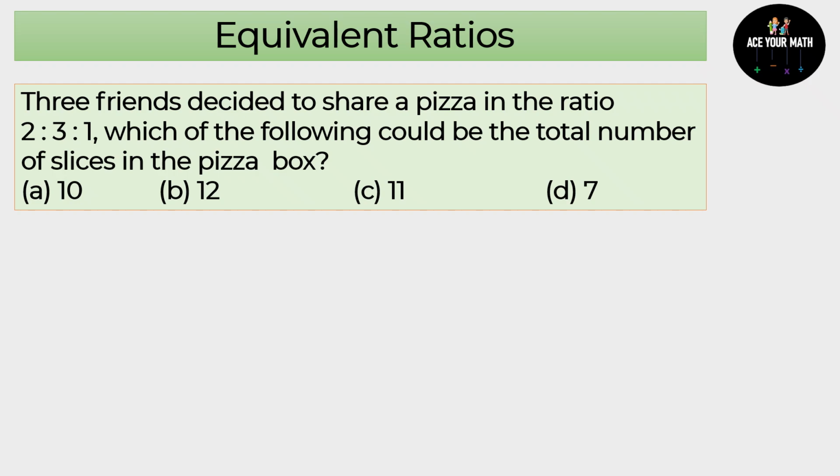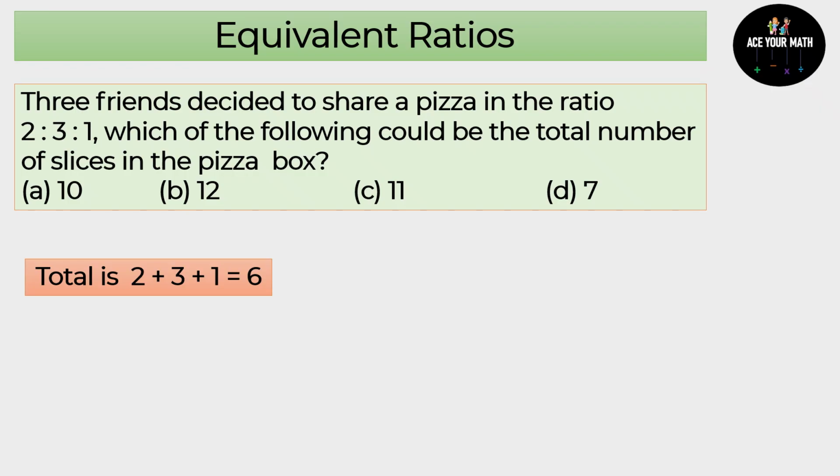Three friends decided to share a pizza in the ratio of 2 is to 3 is to 1. Now which of the following could be the total number of slices in the pizza box? So this time the ratio is given to you and you have to find the number of slices in the box. So what are the steps? First of all, find the sum of the ratio. So you will add these ratios. 2 plus 3 plus 1 will give you 6.